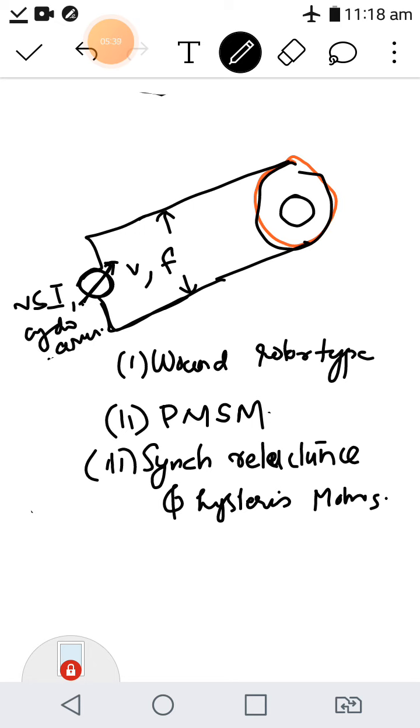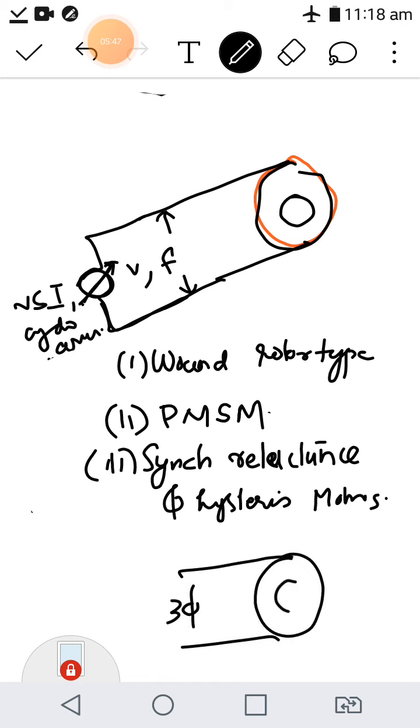So what is wound rotor type? So wound rotor type, I have already said that the stator is excited with a three-phase AC supply. The rotor field winding is given a DC source.